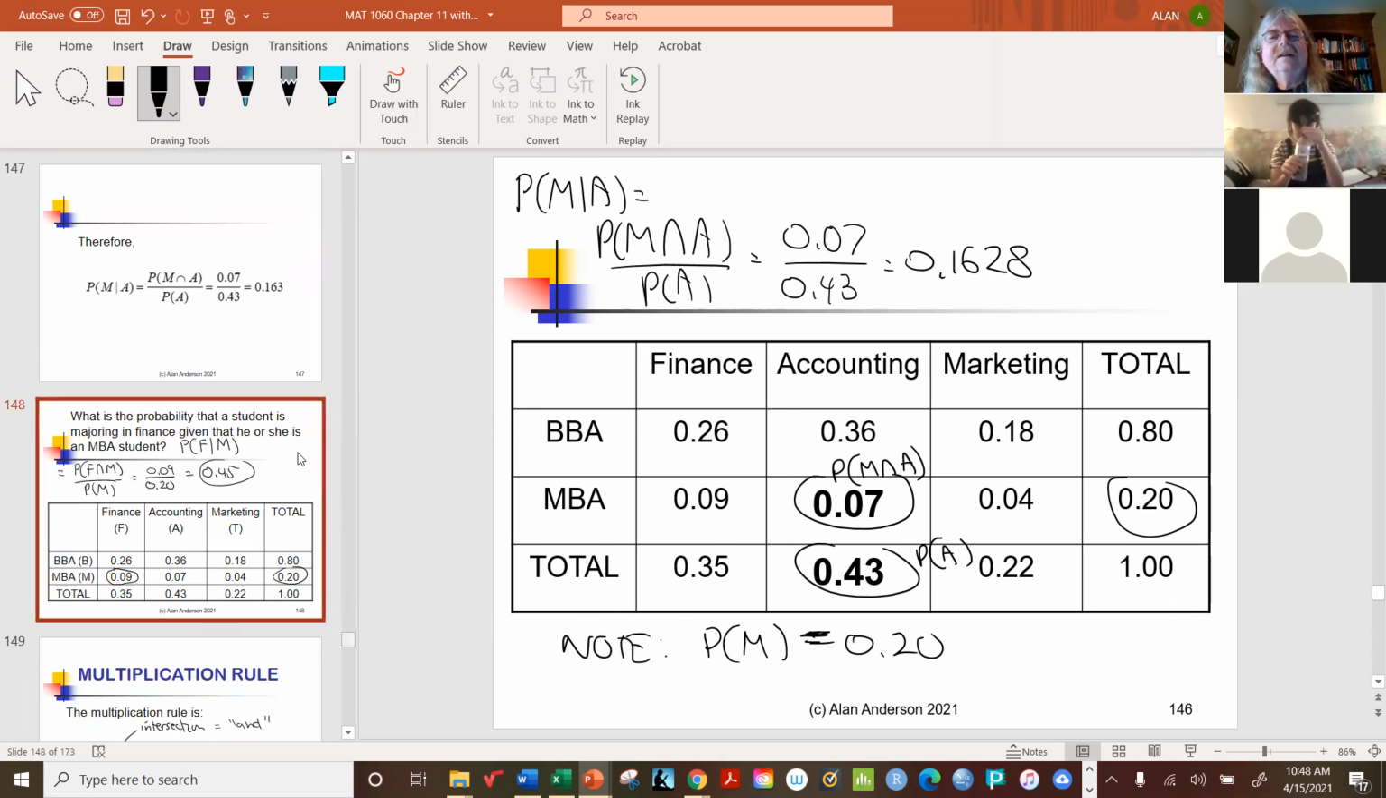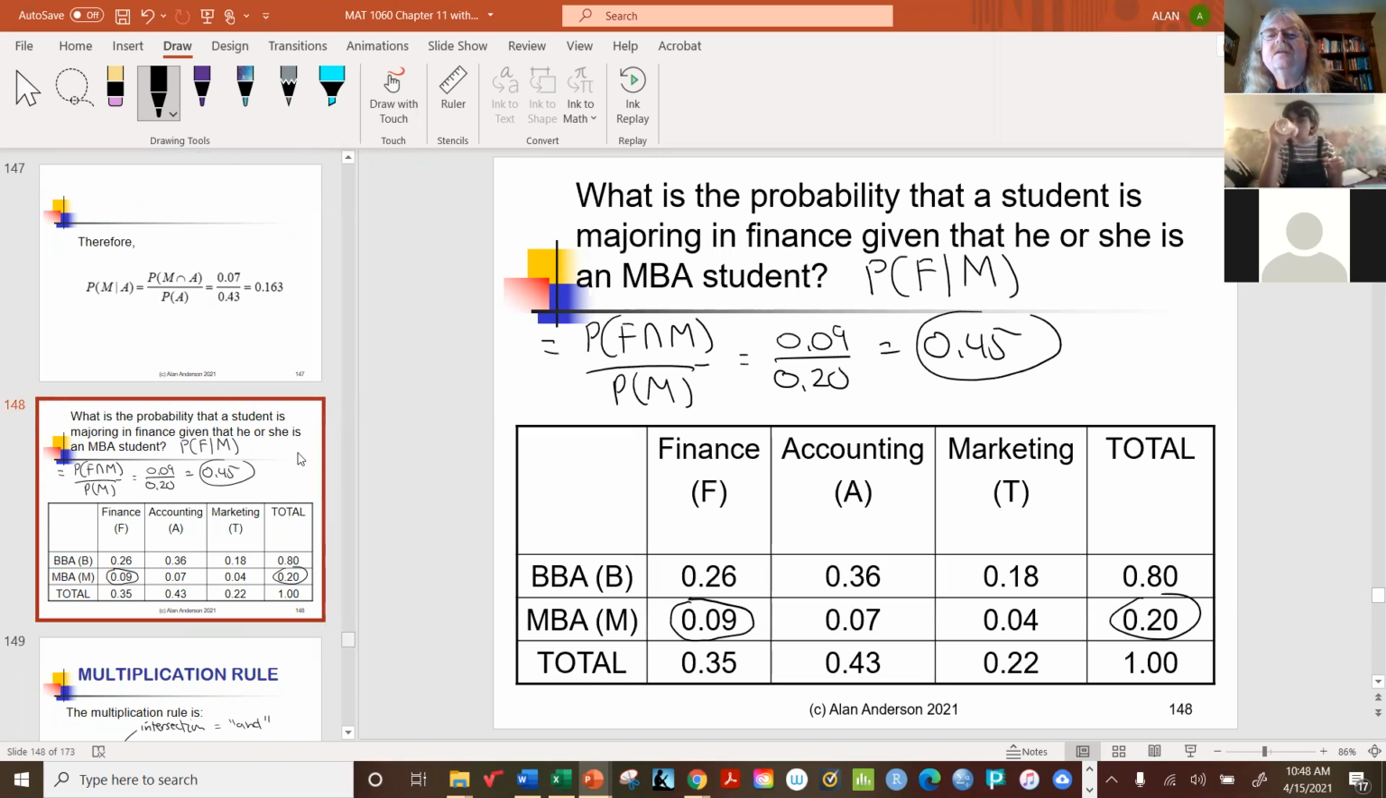All right, one more. What's the probability that a student is majoring in finance given that he or she is an MBA student? So this time the information we were given is the M for MBA. With that information, we'd like to know the probability that the student is studying finance. Here you can see is the probability of F and M. And here's the probability of M. So we're just simply looking for that ratio, 0.09 to 0.20. And that turns out to be 45%.